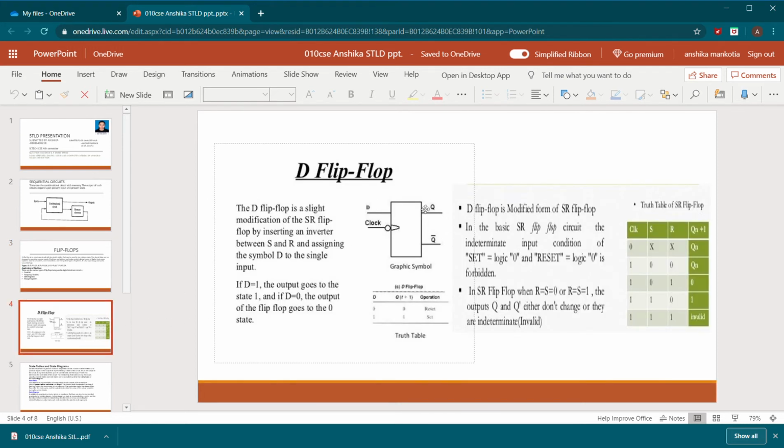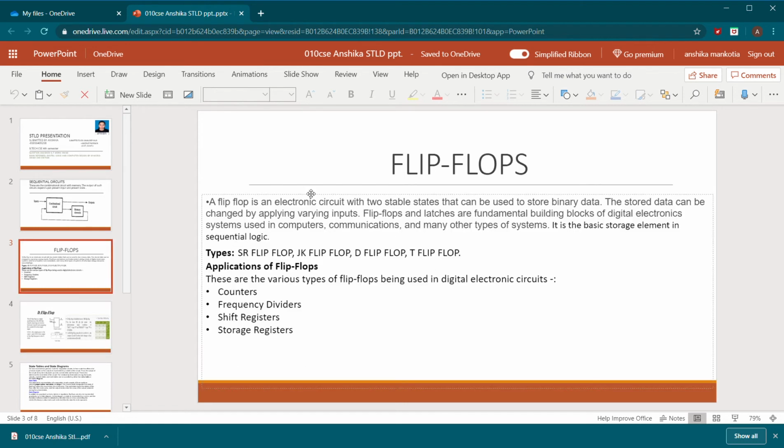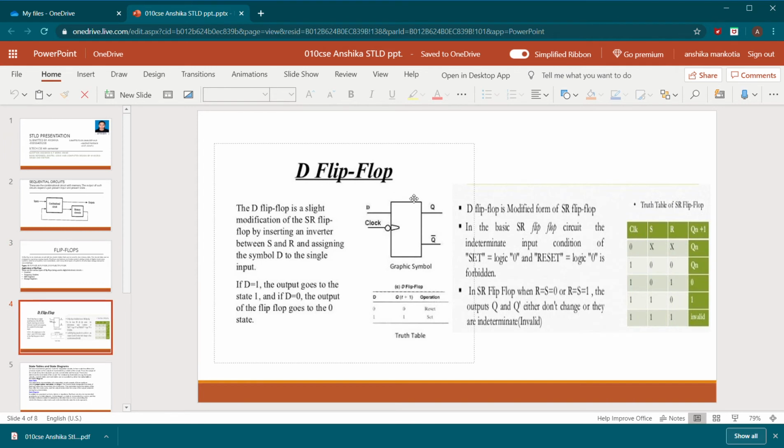D flip-flop. I'm explaining D flip-flop because we are given a sequential circuit in which the type of flip-flop is D, and that's why I explained flip-flops in the previous slide, so as to easily explain D flip-flop. As written here, D flip-flop is just a modification of SR flip-flop. We can even design a D flip-flop from an SR flip-flop.